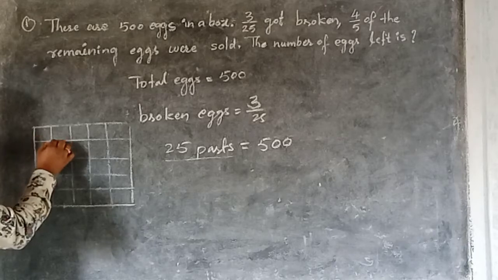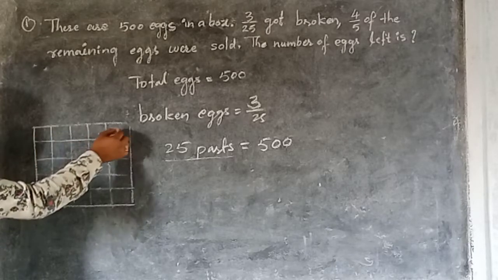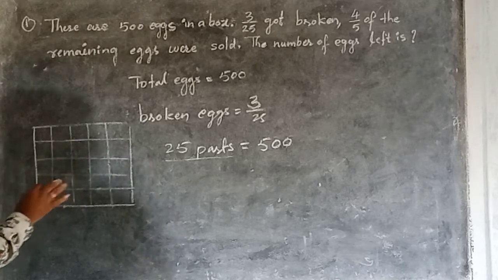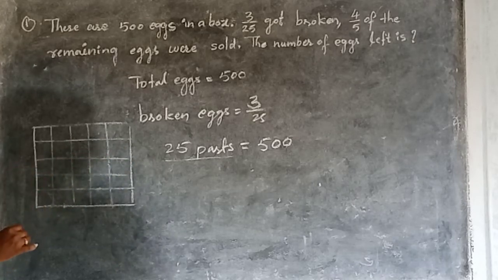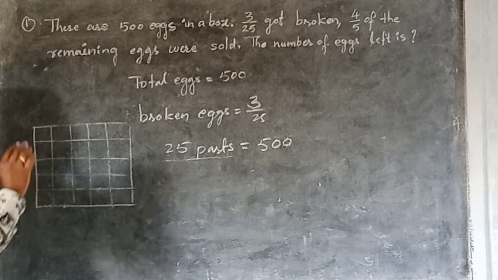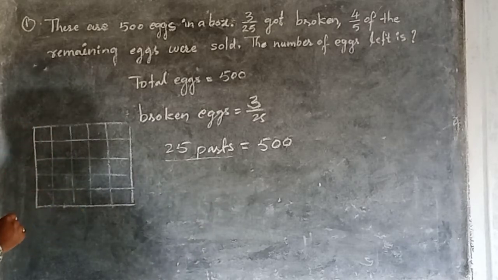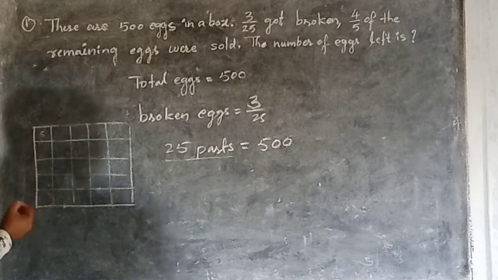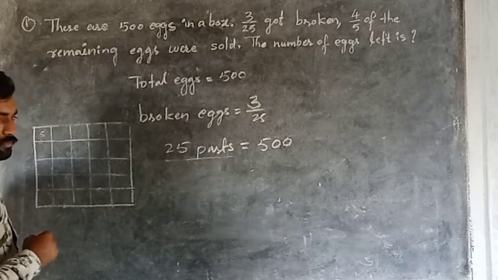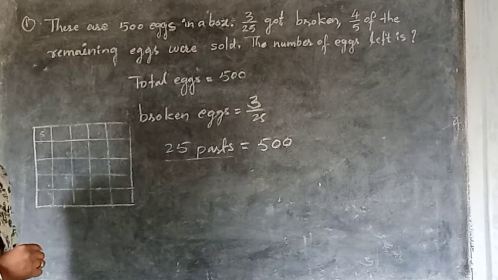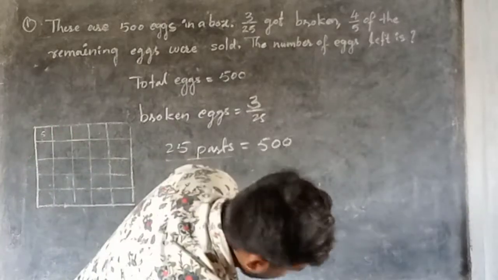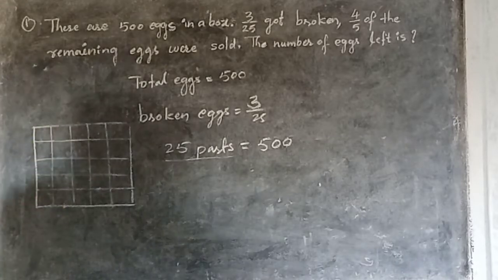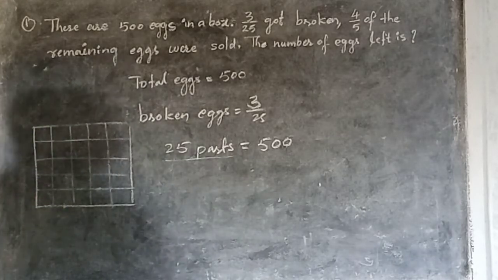This is one part, this is the second part, third, fourth, fifth, sixth, seventh, eighth, ninth, 10th part, like this. 25 parts are there. In every part, how many eggs are there? 5? If you have 5 eggs, 50. No, 25. No. How many eggs are there in one part? If you know that, you will get the answer.